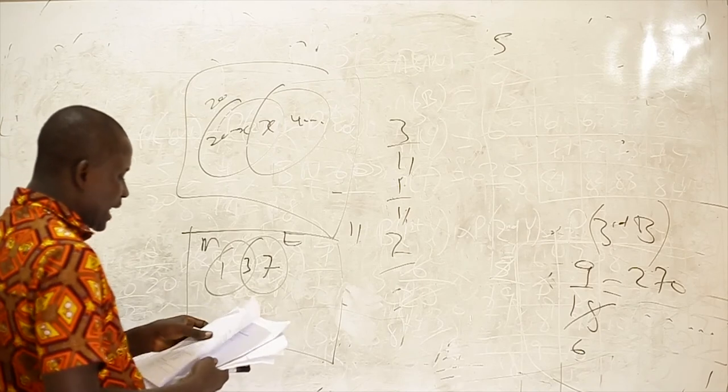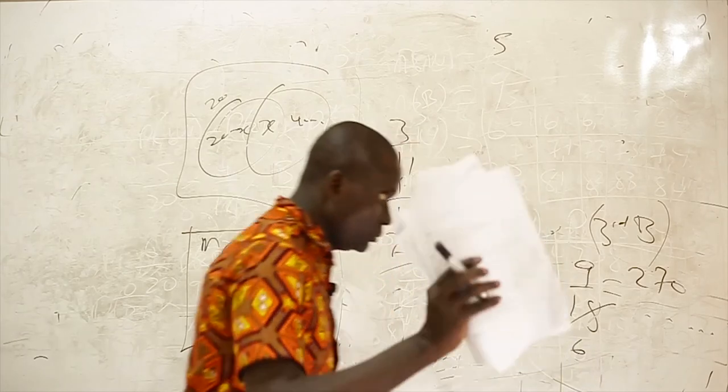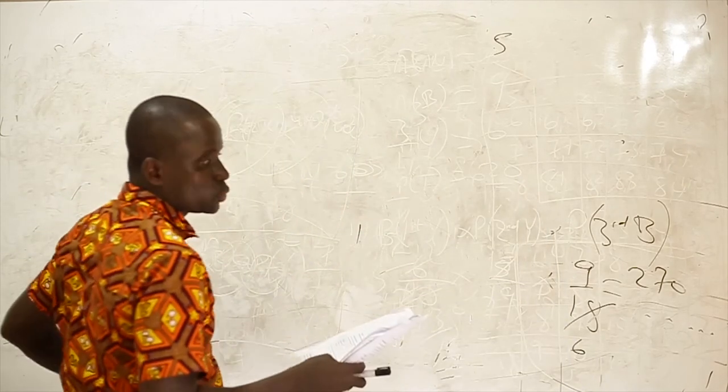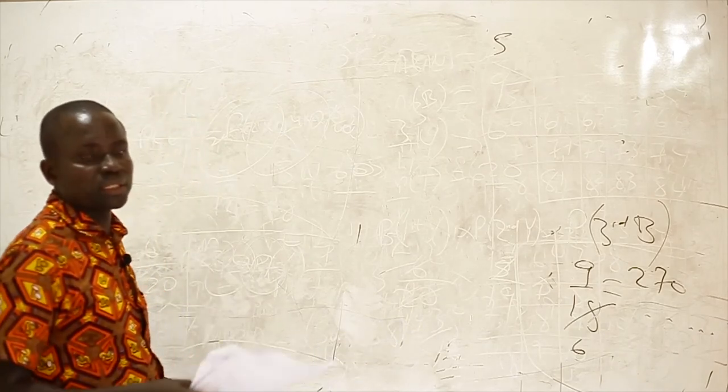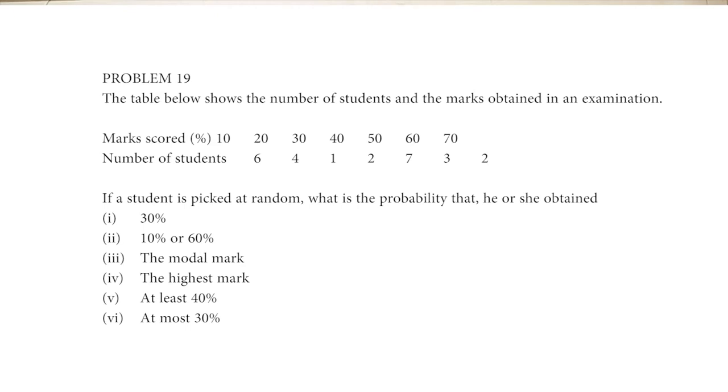So the last aspect that I want us to touch on is under statistics. Sometimes we are not going to solve problems on statistics, but I'm just giving you a simple clue. This is the last one we are talking about for the distribution table. We bring the probability to an end. There is a question here. Problem 19, let me draw it because it's very important at this point. Here is the mark, X, and here is the frequency.